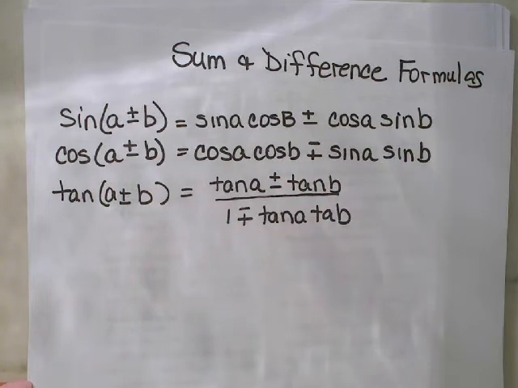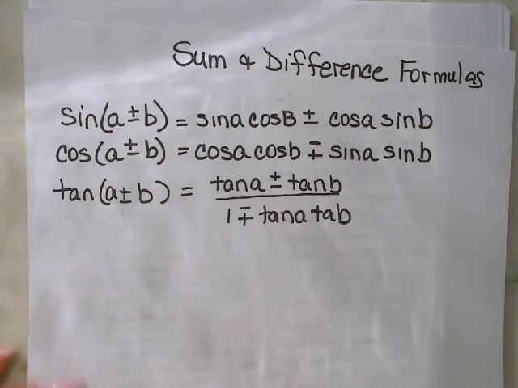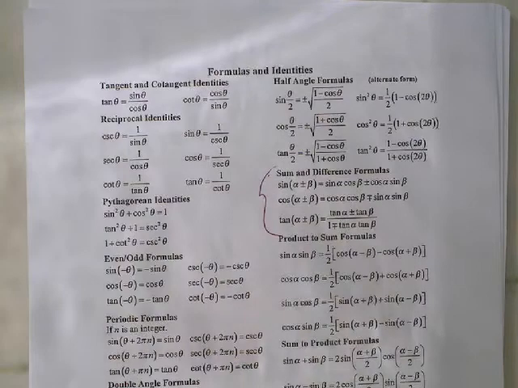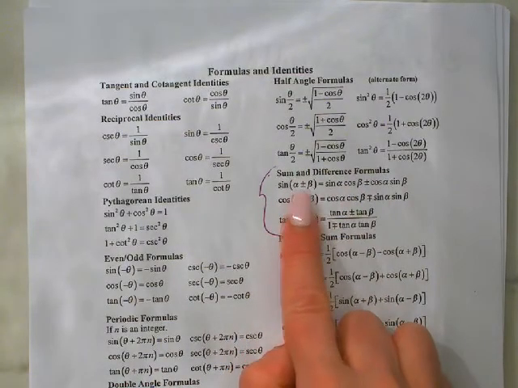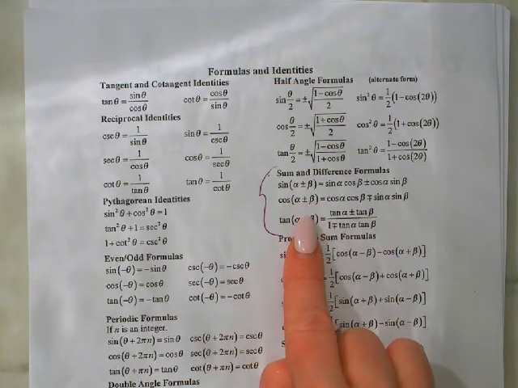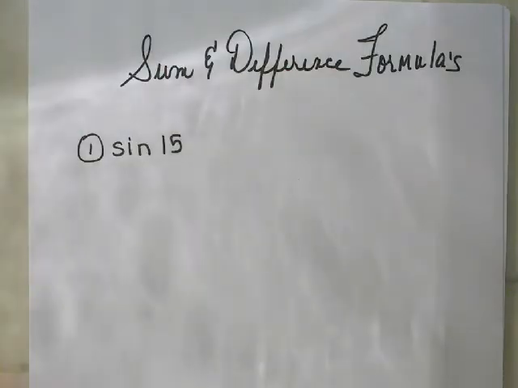But again, you can just use this sheet, and whenever you need it, just look at the formulas, or you can use the formula sheet. They're called the sum and difference formulas. They use a different symbol here. I used A and B. They use Greek letters. I don't know why they do that. Let me explain why we need these formulas.